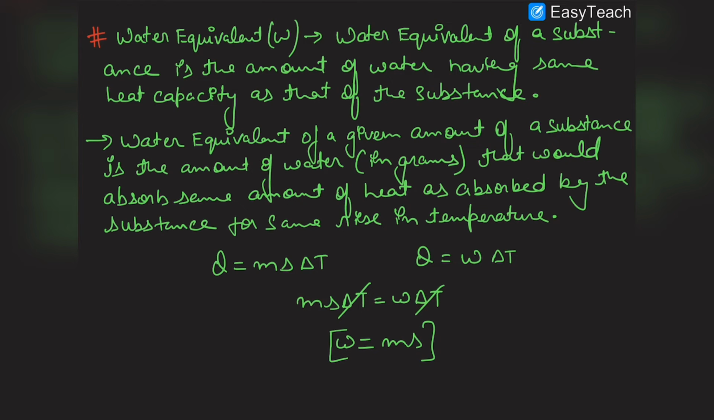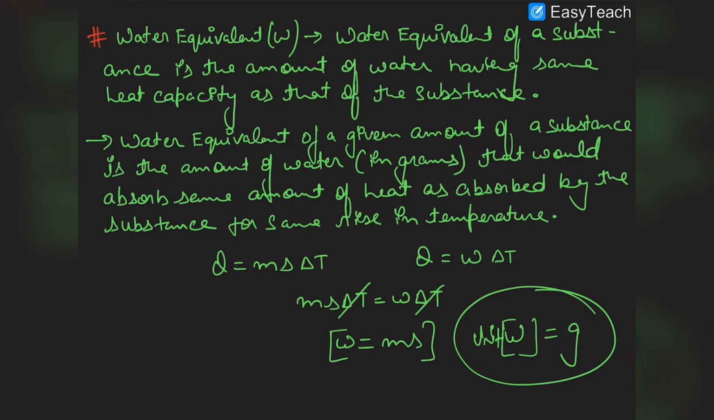This is wrong, because when we take this formula, the specific heat of water is 1. So we have written 1 here, and the unit of 1 would cancel out with the unit of s, and therefore the unit of W would be only equal to the unit of m. So the unit of W is equal to grams. Okay, now we move further on.